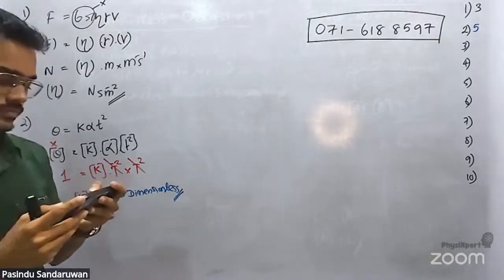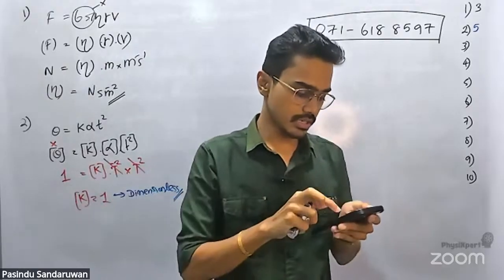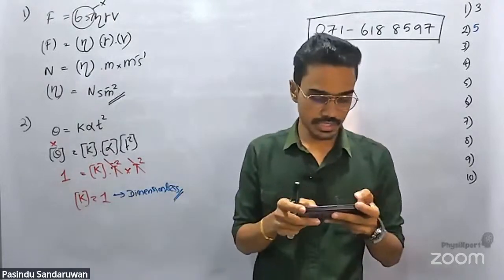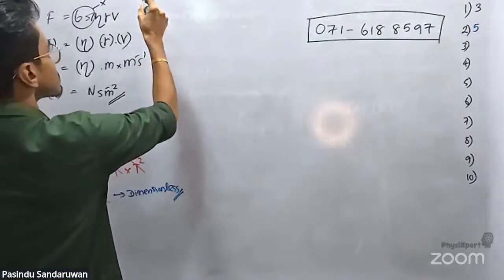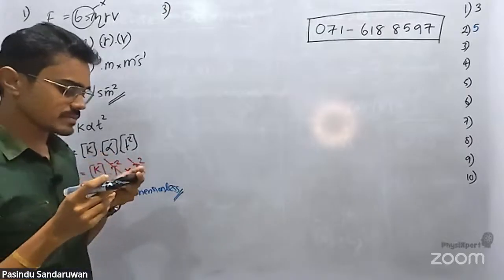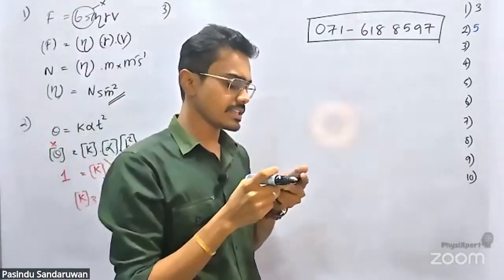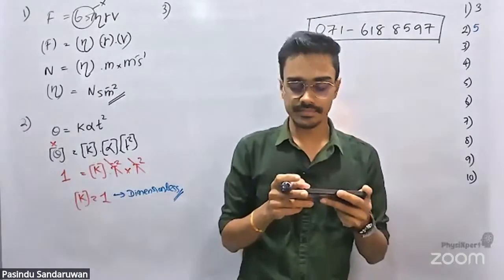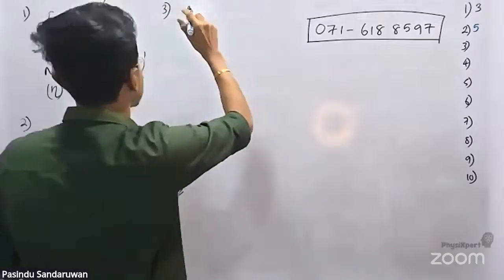Take down if you need anything to be taken down. Then 3. Centripetal acceleration of a particle which is moving in a circular path with uniform angular velocity of omega is f. The graph between omega and f is correctly represented by which graph? Take the equation first.